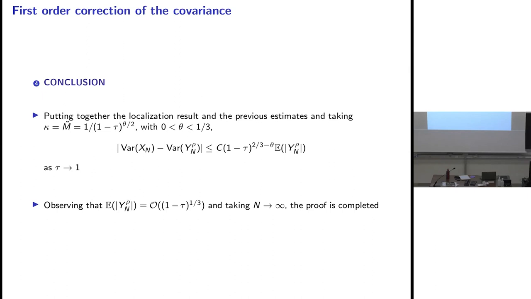And since we know that the stationary increments converge to the half space Airy stationary process, scaled by the cube root of 1 minus tau, this is of order cube root of 1 minus tau. And we have concluded the estimate.